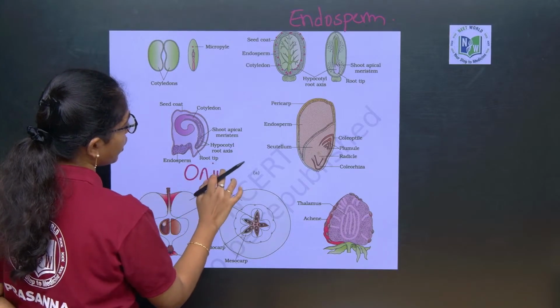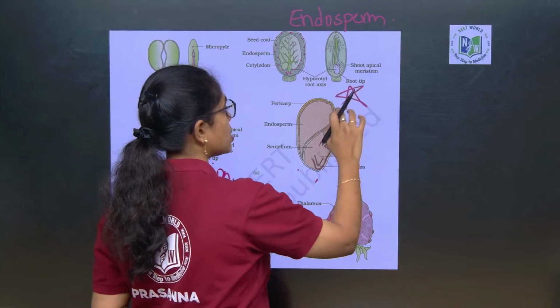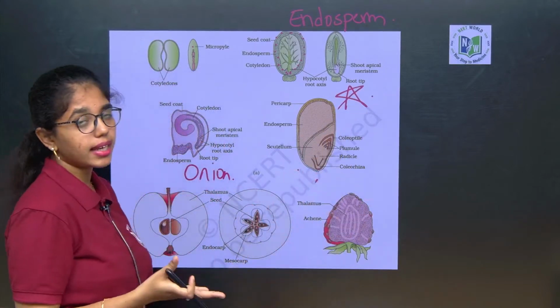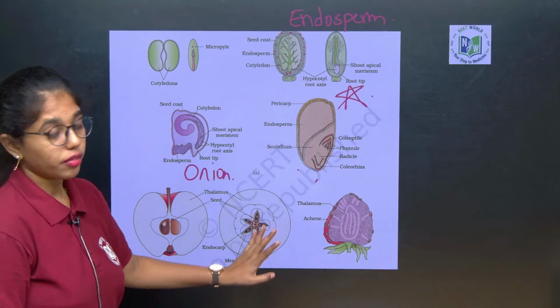And this is an onion embryo, and this is a monocot embryo. Many times questions are asked from this. Recently in the EAP set 2025 also we got this question.